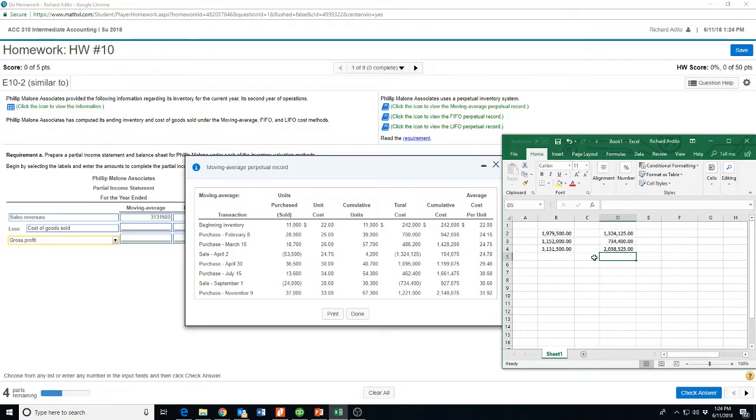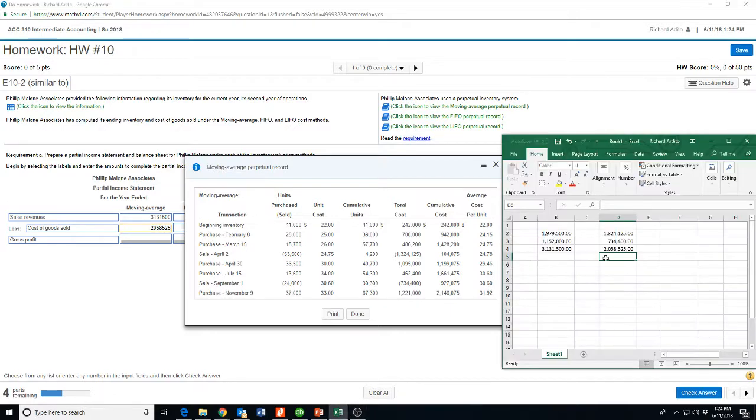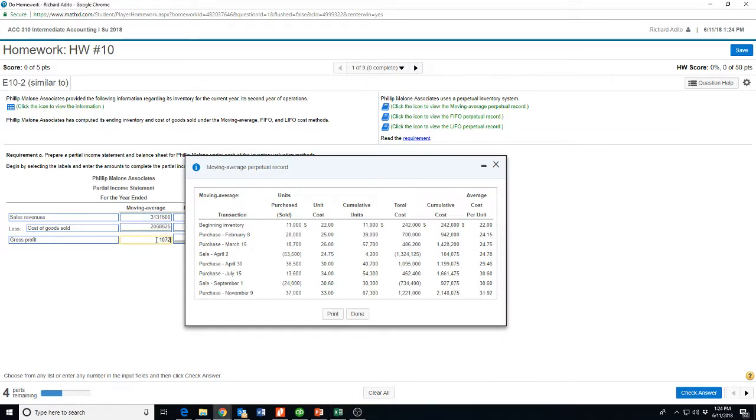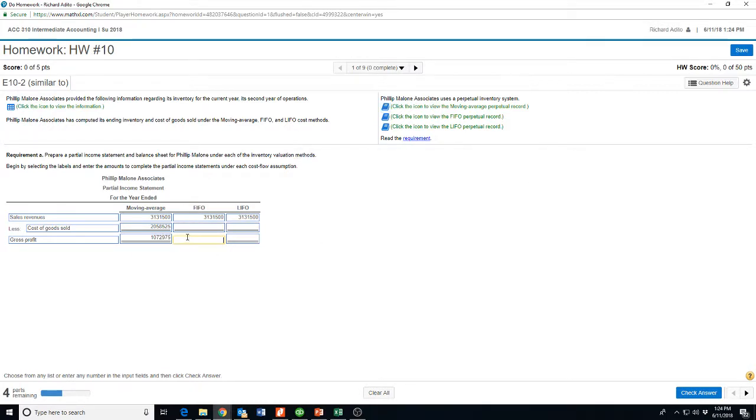So that's 2,058,525. Then if we just take our revenues minus our cost of goods sold, that should give us our gross profit, 1,072,975. So that's under the moving average, or perpetual inventory method.